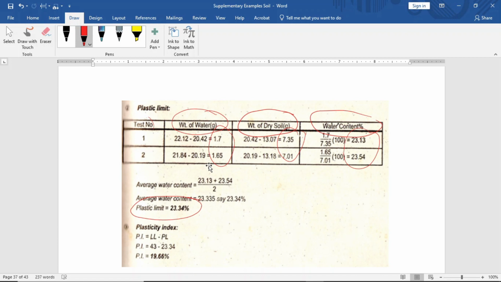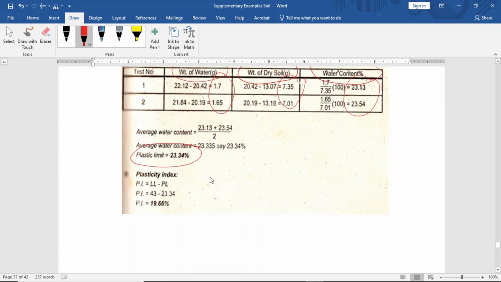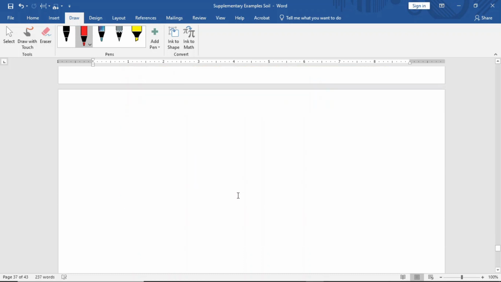So, after natin mahanap yung plastic limit, plasticity index. So, PI is equal to LL minus PL. Katulad nung sabi ko kanina, hindi nyo mahanap ang PI as long as hindi nyo nasosolve ang LL tsaka PL. So, 43 minus 23.34. PI natin is 19.66%.